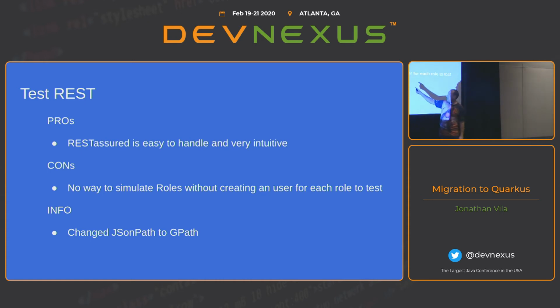And there is another thing, at least I haven't found a way, that we cannot simulate roles in test mode. So we can inject users, but we cannot inject roles. So if I want to test a method that responds to an admin role, I would need to create a user with the admin role and then inject that user to test that method. With Spring, you can inject the role. I haven't found another way to do it in Quarkus.